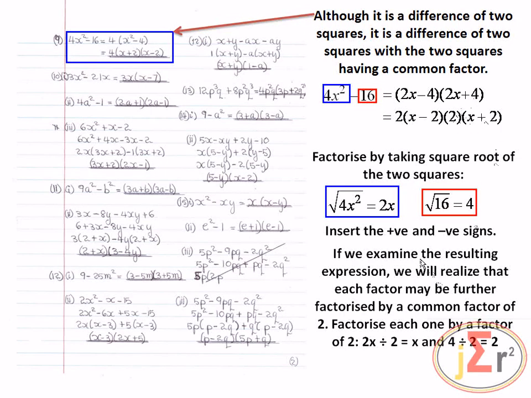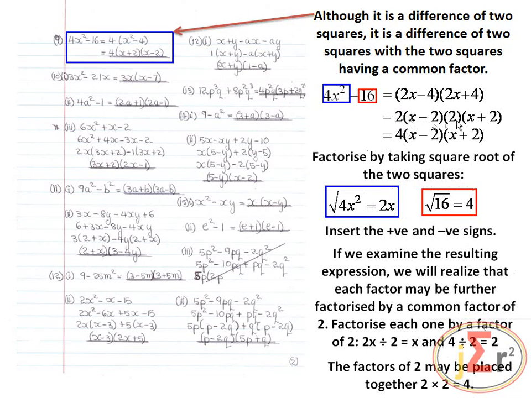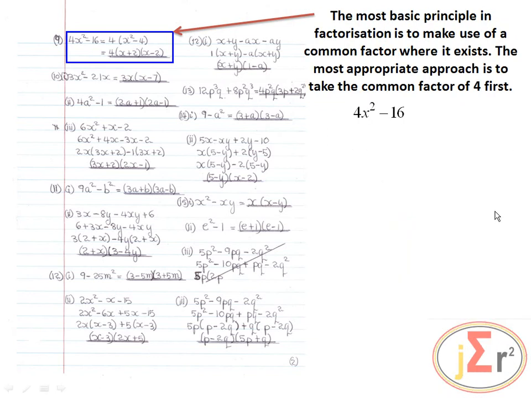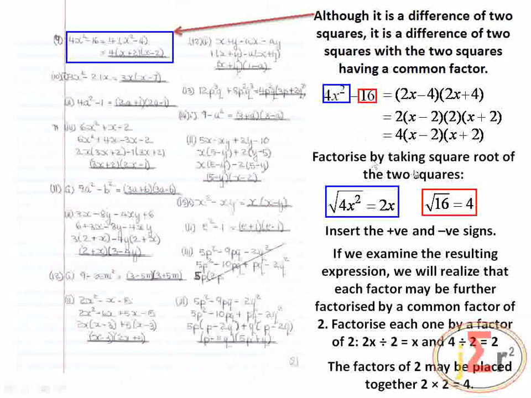Therefore, we have factorized the expression a little bit more. The factors of 2 may be placed together. 2 times 2 is 4, and then we have x minus 2, x plus 2. So place those factors of 2 together. 2 times 2 is 4. Then we have the x minus 2 and we have the x plus 2. And take note that what we have right here is exactly what we have here, which is correct.